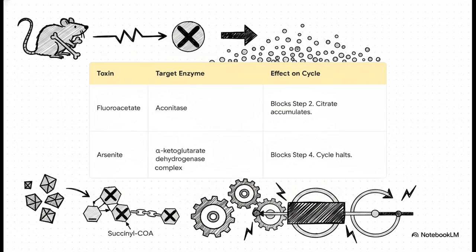And then you've got arsenite. It goes after the enzyme complex in step 4, blocking it. The end result for both? They pull the plug on your cell's power grid.